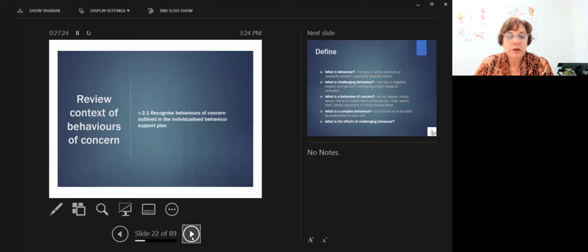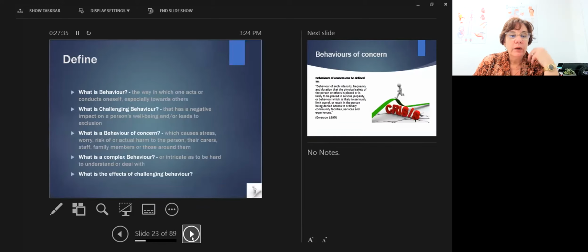Recognize behaviors of concern outlined, sometimes in the individualized plan, where there'd be a section where a behavior of concern may be listed, and understand what it means. What is a behavior in general? We always use it in a negative context, but a behavior is any way in which one acts or conducts oneself, especially towards others. So it could be a positive thing. It doesn't always necessarily have to be a negative thing.